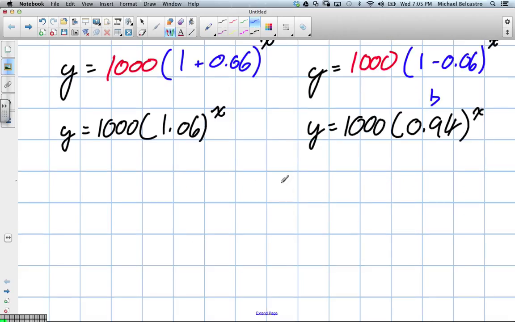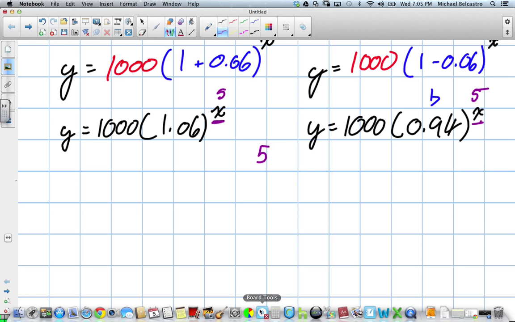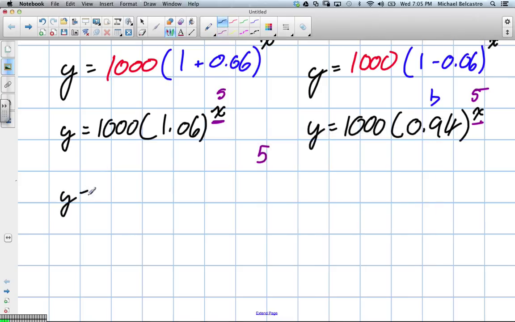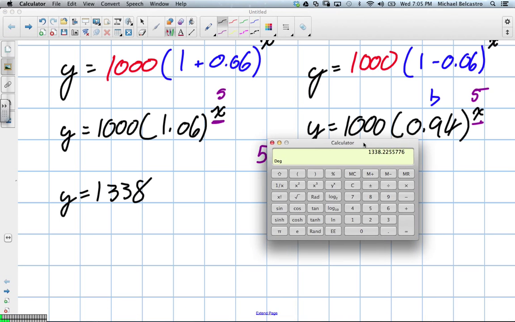And if we want to estimate the population, let's say we want to know what it would be in both scenarios in 5 years, well, we replace x with 5 in both of these. Okay, and when we do that, we'll get two very different answers. We'll get one where it grows, so 1.06 to the power of 5 times 1,000, which gives y equals 1,338. And then our other one, we have a value that's going to decrease.